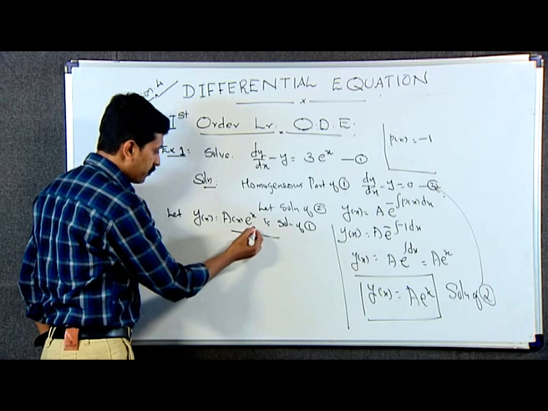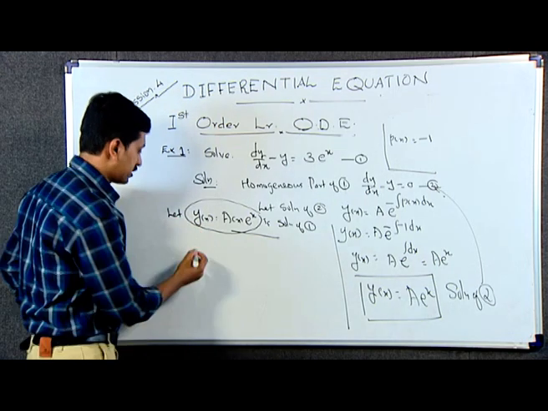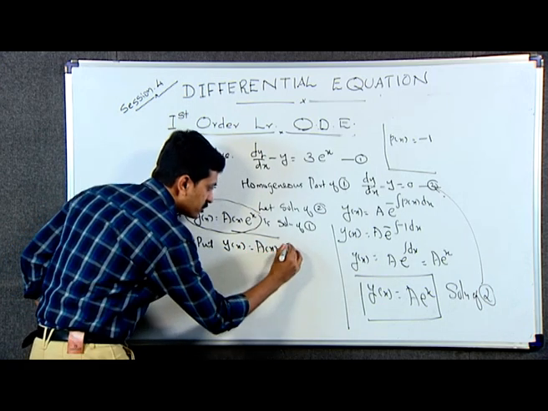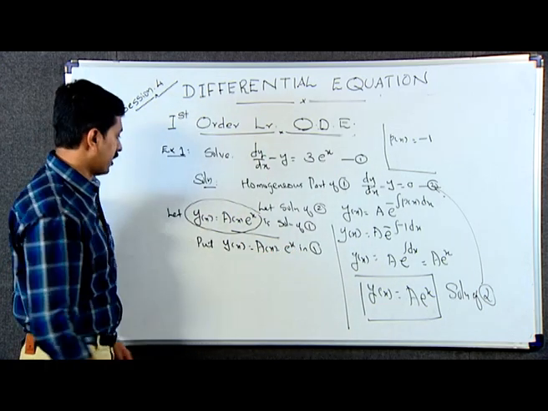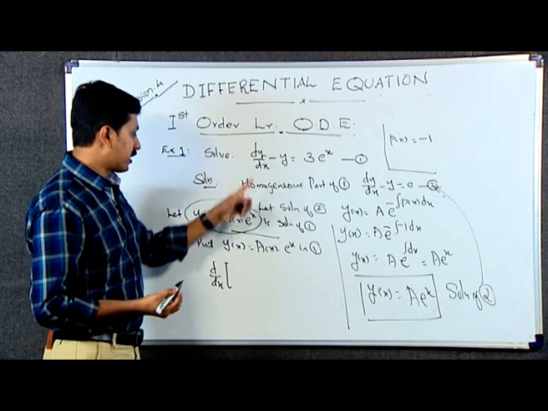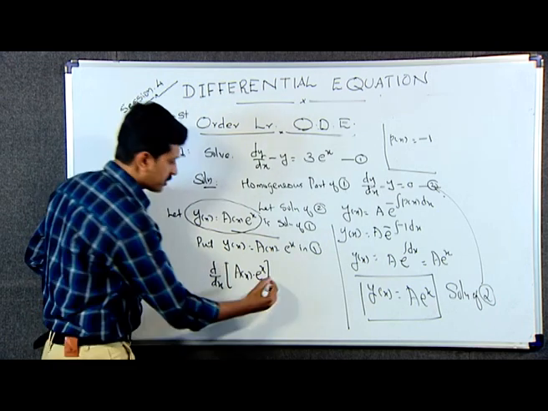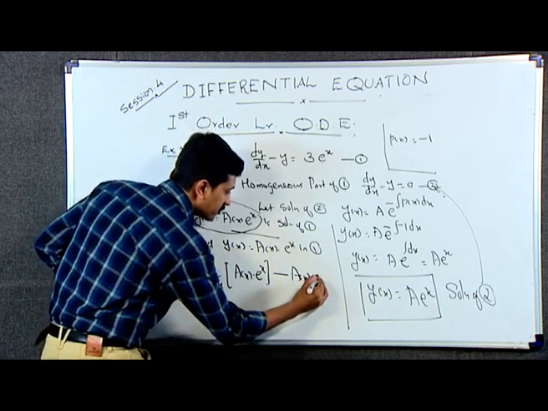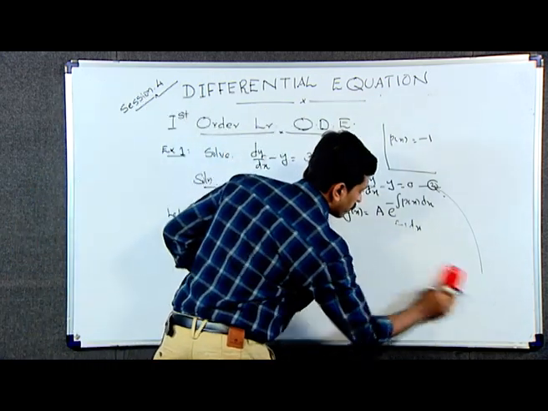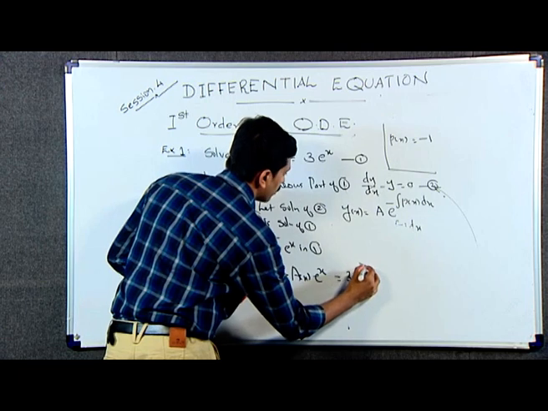Therefore, we can apply y of x is equal to a of x into e raised to x in equation 1. What will happen? d by dx of a of x into e raised to x, minus y, that is a of x into e raised to x, equal to 3 e raised to x.